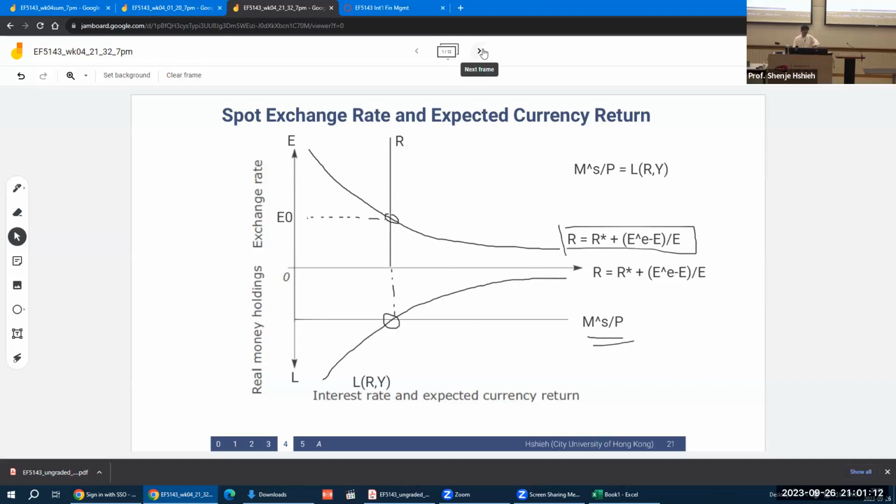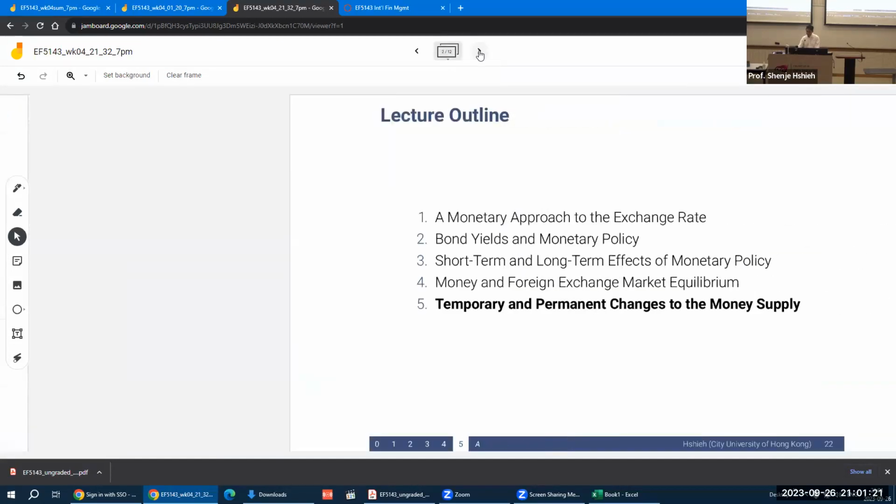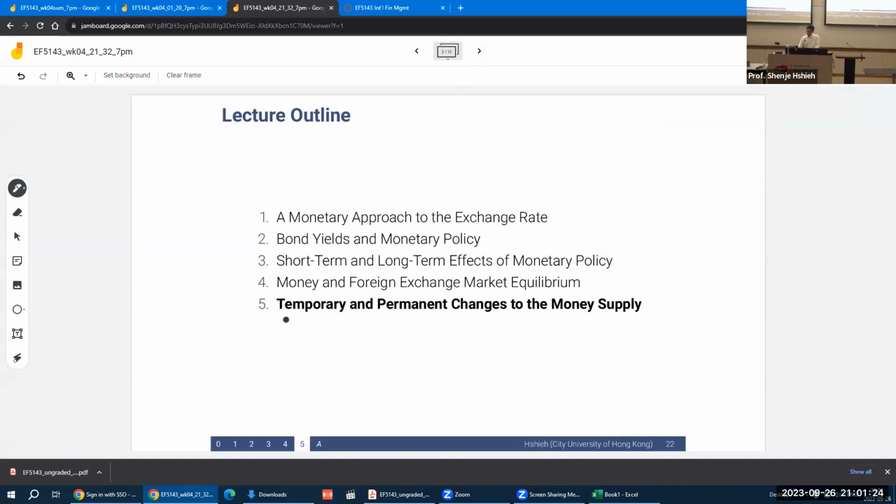All right, so let's go ahead and try to analyze central bank open market operations and how they impact foreign currency value. So we're going to do two things. We're going to do a temporary and a permanent change in money supply. Temporary is going to be interpreted in the following way: no change in E hat E. Permanent means E hat E will change. So that's how you should interpret it.